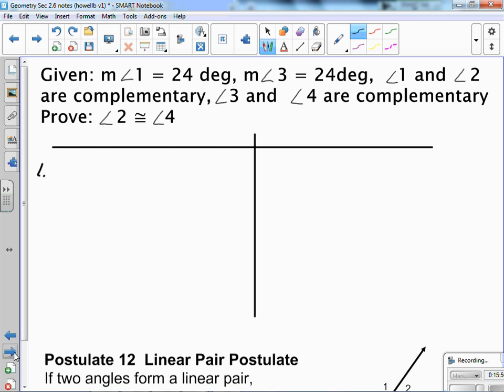So, if 1 is 24 degrees and 3 is 24 degrees, if we know they're both 24 degrees, then they would have to be equal to each other. So I'm going to say the measure of angle 1 equals 24 degrees. Measure of angle 3 equals 24 degrees, both of which came from the given.